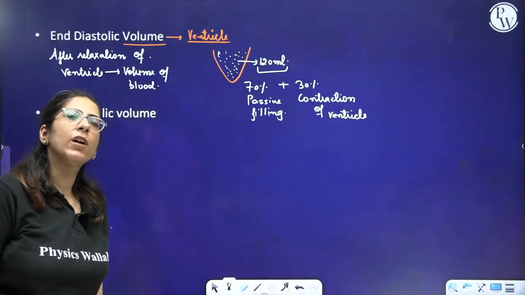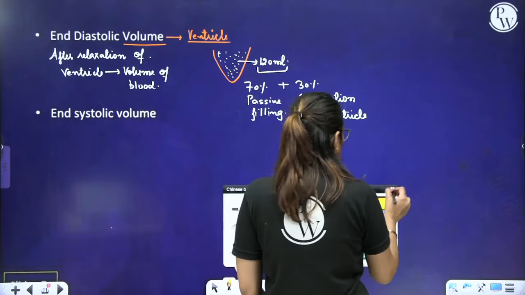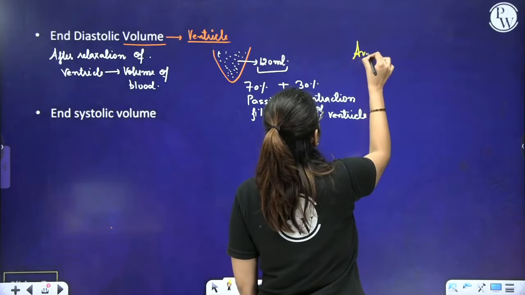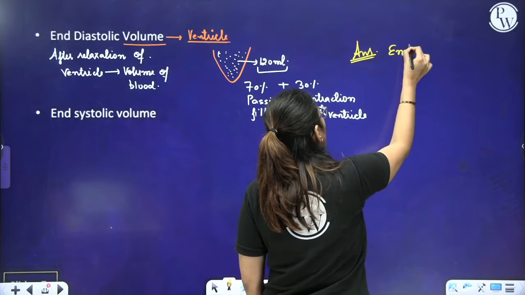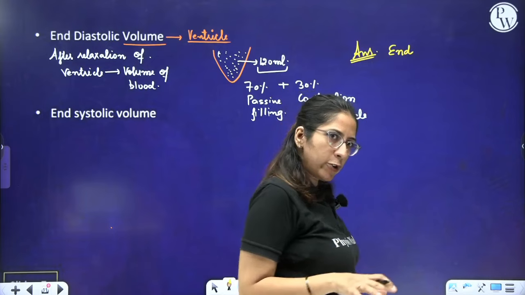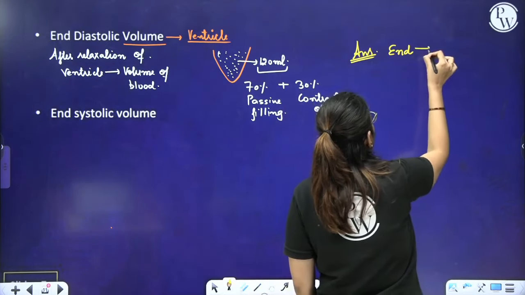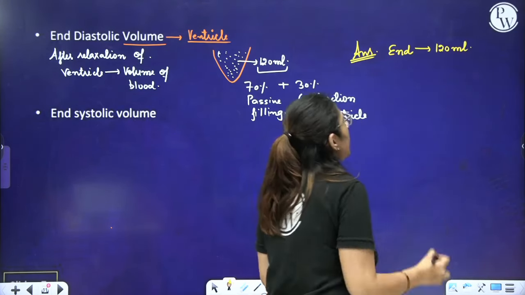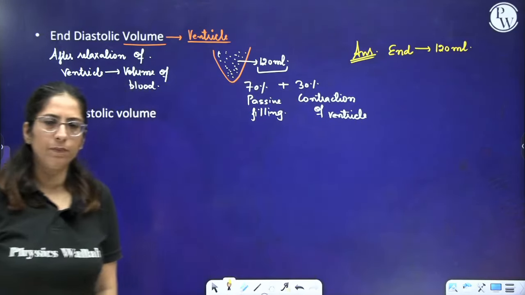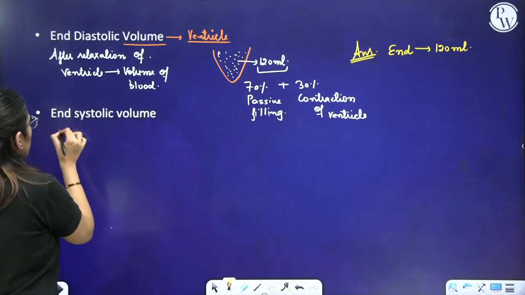So what will your answer be? End diastolic volume. Whenever any teacher asks you, what is end? End means end of what? The diastole. Diastole means relaxation. End diastolic volume is always 120 ml. How much? 120 ml. Clear? Now let's talk about end systolic volume.